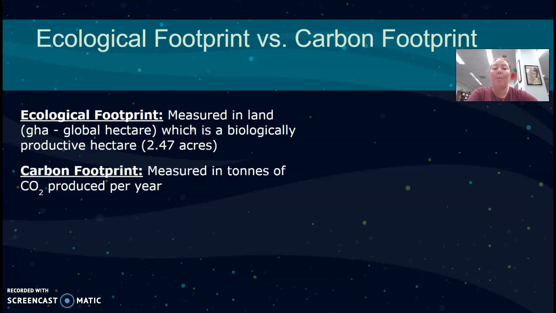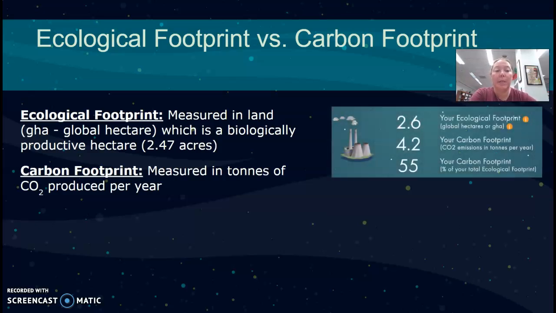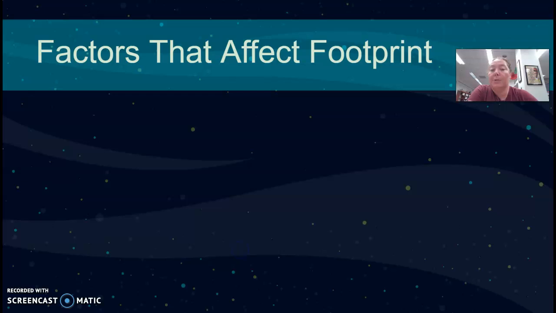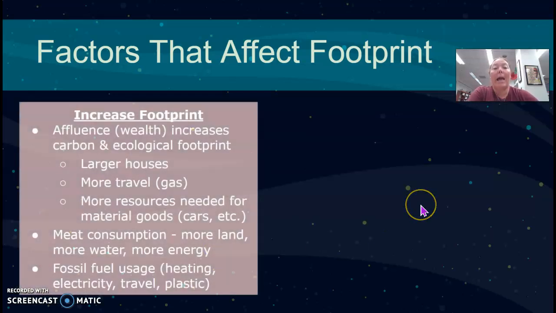The carbon footprint is how many tons of CO2 are produced each year. So say your ecological footprint is 2.6 global hectares. Your carbon footprint is 4.2. And then your carbon footprint, which is part of your ecological footprint, is, in this one example, 55% of your ecological footprint. That's the CO2 that's released from an individual or a group based on their consumption and activities, including material goods, food production, and energy use.